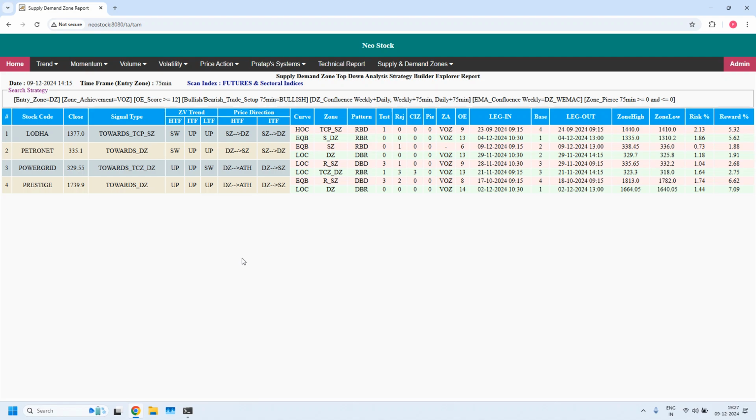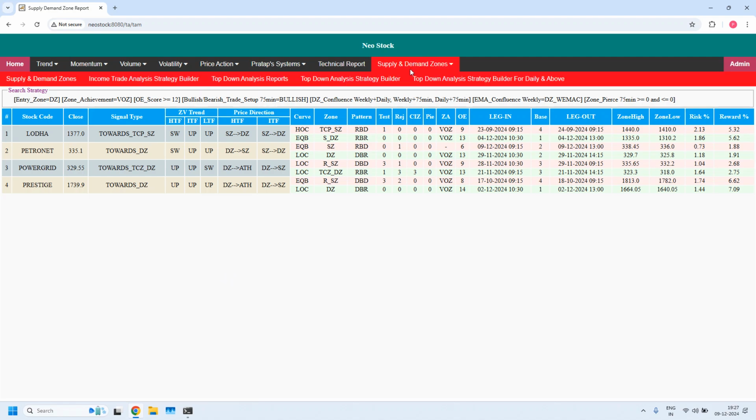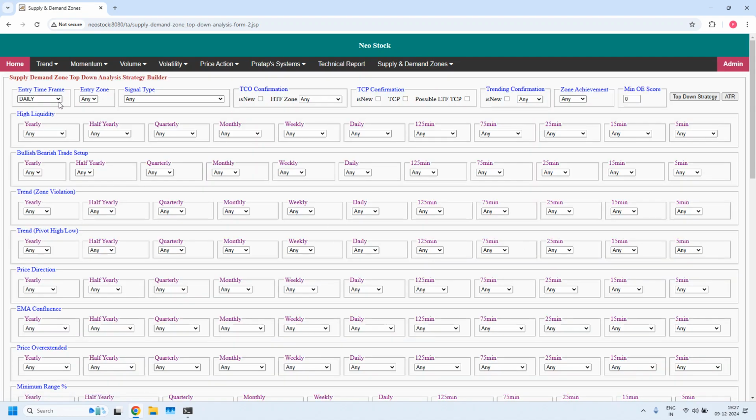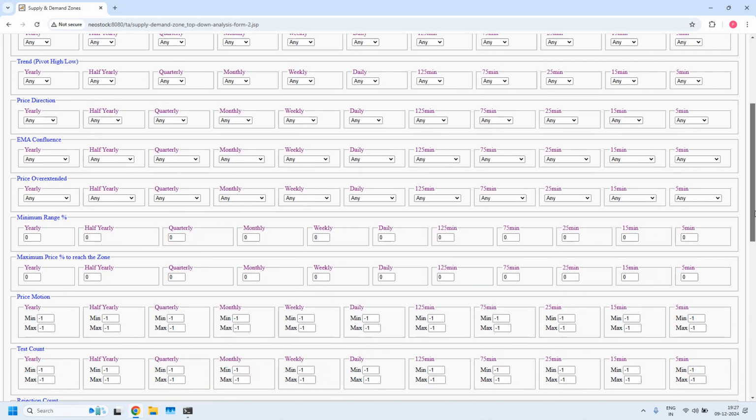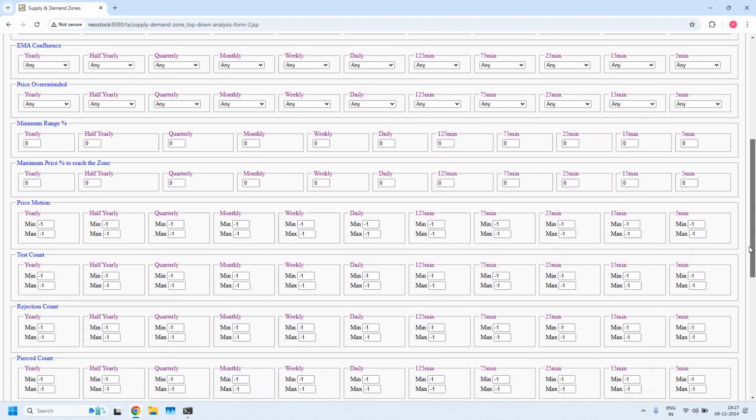Okay, next let us look for LTF, ITF, HTF. Next we look for bearish trade setup for weekly income trade. Entry time frame 75 minutes, entry zone, supply zone. Bullish or bearish trade setup at 75 minutes, selecting bearish. This 75 minutes supply zone should not be pierced.